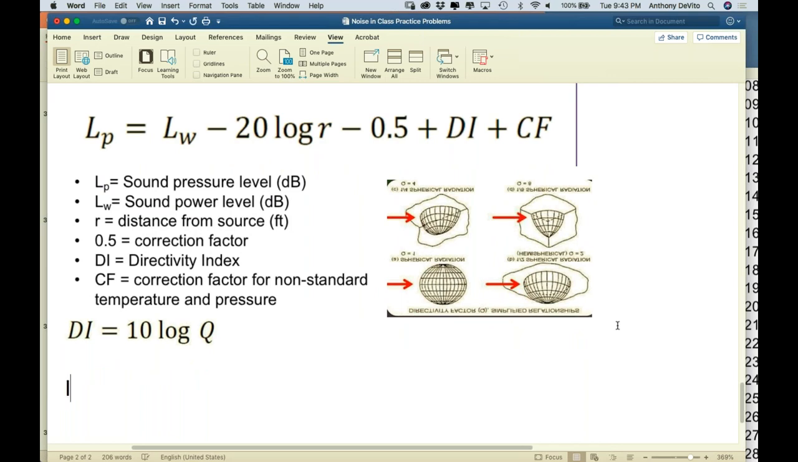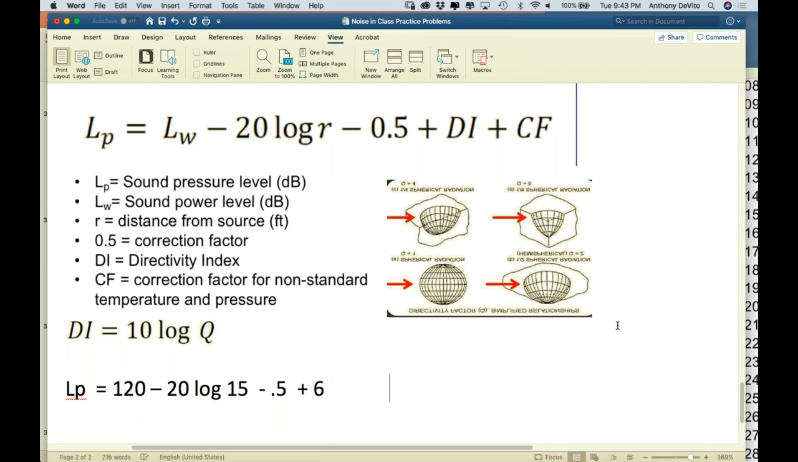Okay, sound pressure level is equal to 120, right? Minus 20 times the logarithm of 15, minus 0.5 plus, I'm just going to go ahead and put the 6 in here. So we know, calculating again, right? Do you want me to calculate that DI again?